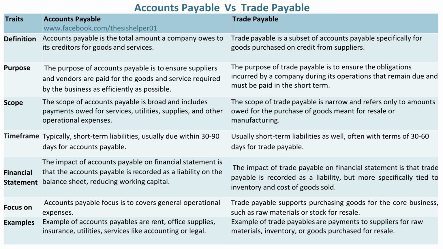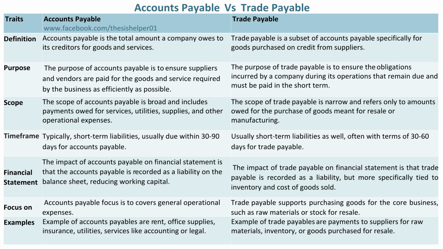The scope of accounts payable is broad and includes payments owed for services, utilities, supplies, and other operational expenses. Whereas, the scope of trade payable is narrow and refers only to amounts owed for the purchase of goods meant for resale or manufacturing. Accounts payable are typically short-term liabilities, usually due within 30 to 90 days. Whereas, trade payable is usually a short-term liability as well, often with terms of 30 to 60 days.